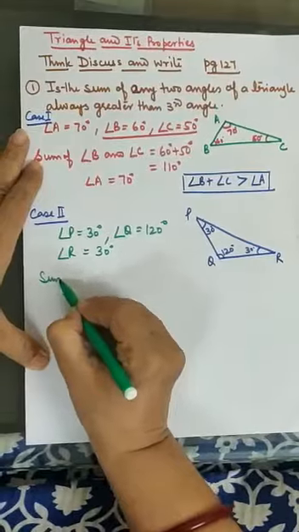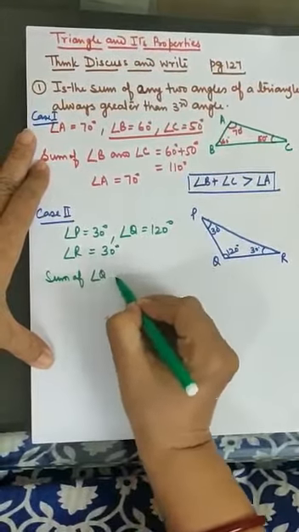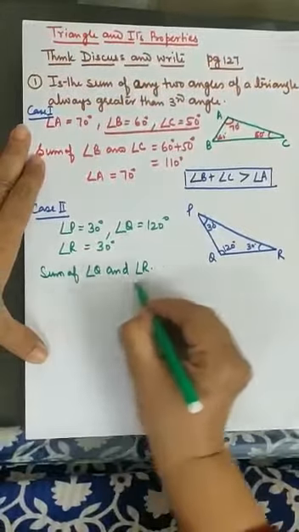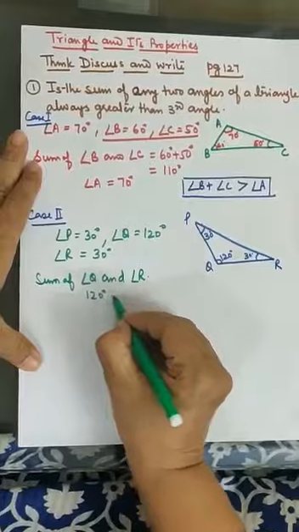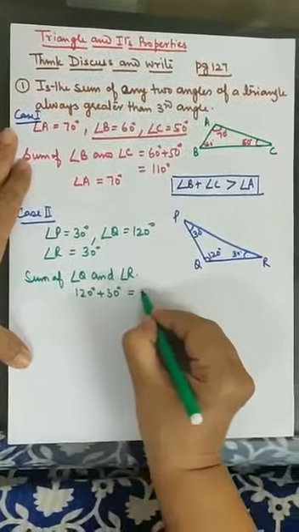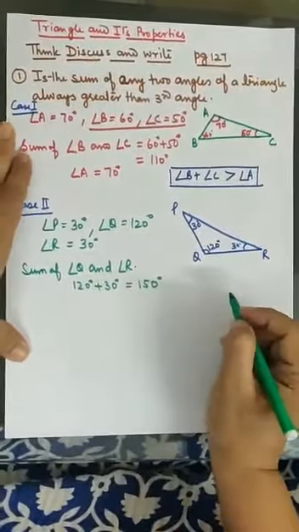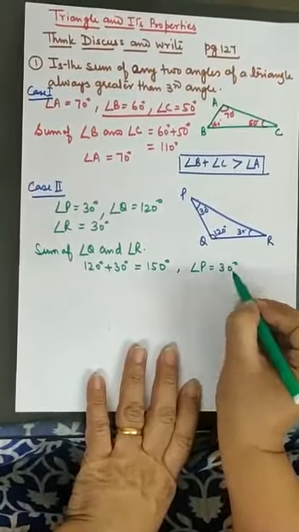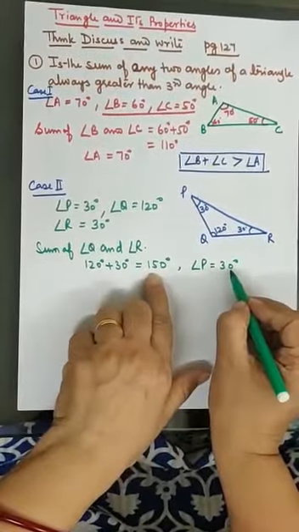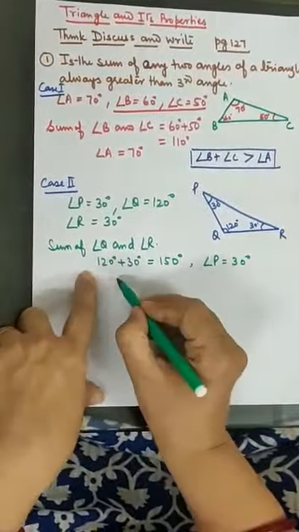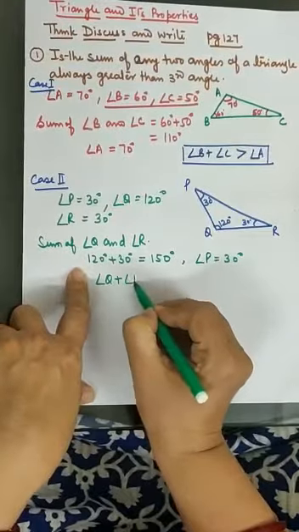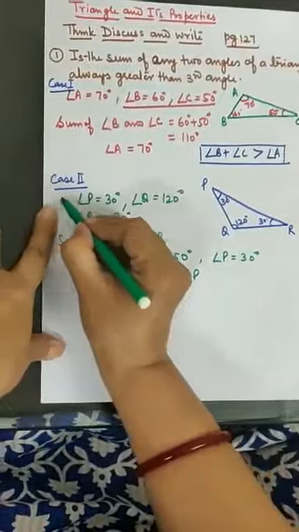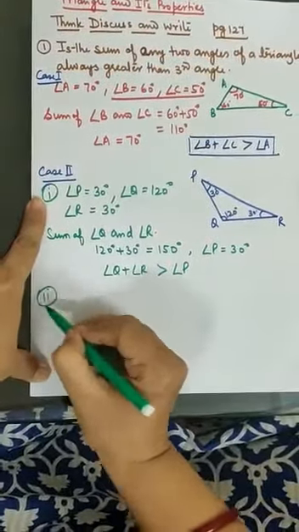So sum of angle Q and angle R, this is angle Q and angle R is 120 degree plus 30 degree, this is equal to 150 degree. Here angle P is what? 30 degree. Now you see here 150 degree is more than 30 degree, means you are getting that angle Q plus angle R is greater than angle P. Okay, this is the first part of it. Let us take the second part in this.